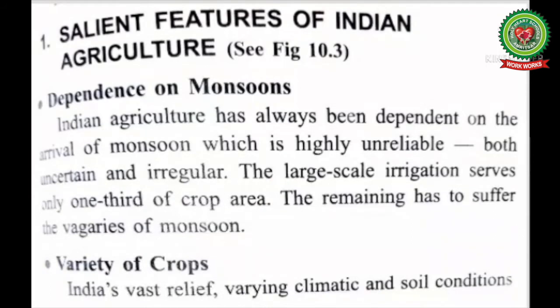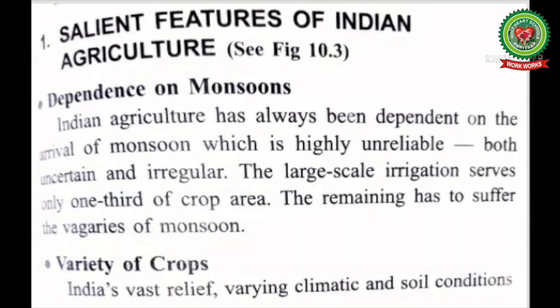Number one is dependence on monsoons. Indian agriculture has always been dependent on the arrival of monsoon, which is highly unreliable, both uncertain and irregular. The large scale irrigation serves only one third of crop area. The remaining has to suffer the vagaries of monsoons.